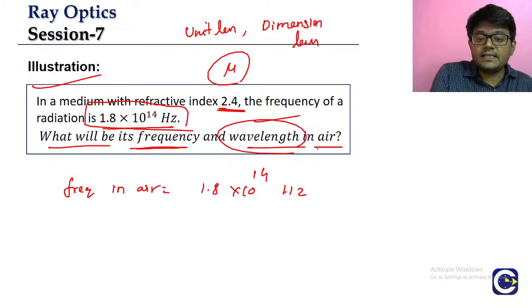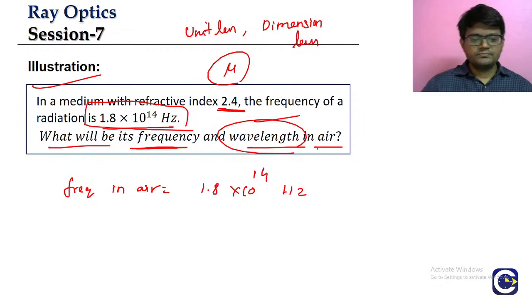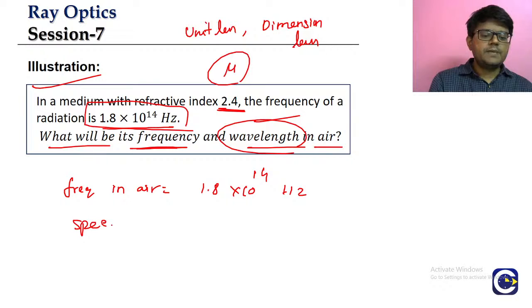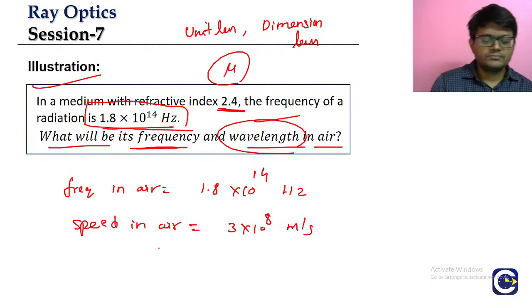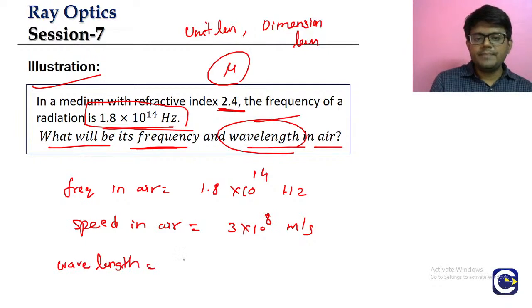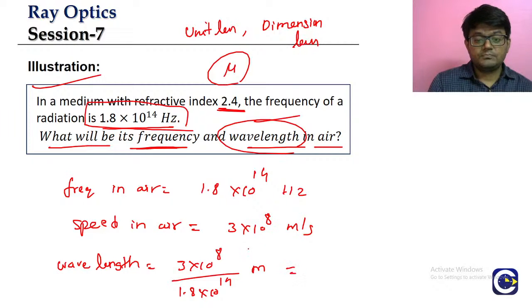Then what are they asking? The wavelength in the air. We know the speed of light in air is 3 into 10 power 8 meter per second. So what will be the wavelength? Speed divided by frequency, right? That means 3 into 10 power 8 divided by 1.8 into 10 power 14. It will come in SI unit meter, because both speed and frequency are in SI units.